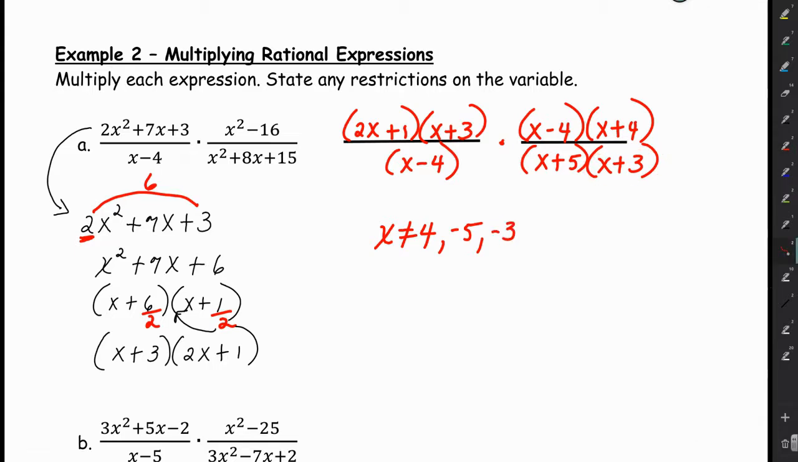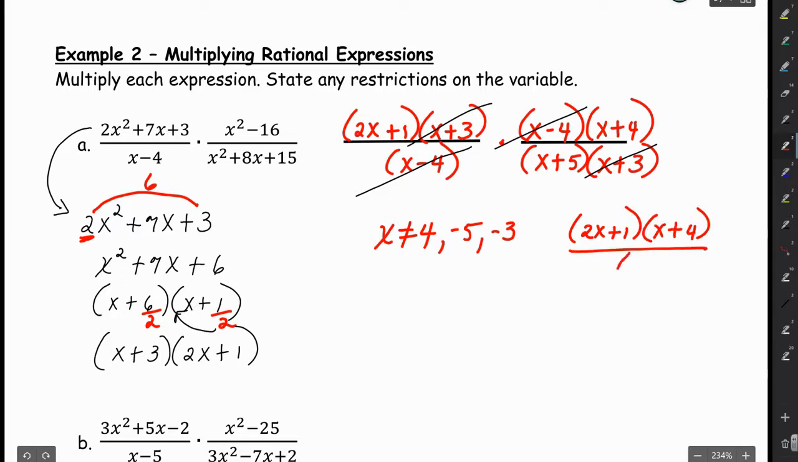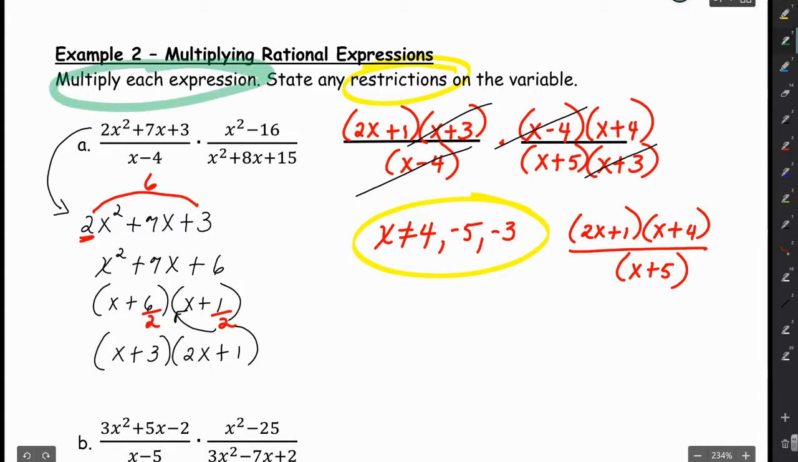Now we can cross off anything that's the same in the numerator and the denominator. So we have x plus 3, x plus 3. We have x minus 4, x minus 4. And now we're going to write out what's left. So we have 2x plus 1, x plus 4, divided by x plus 5. So our restrictions are taken care of here, and our multiplication and simplification are taken care of here.